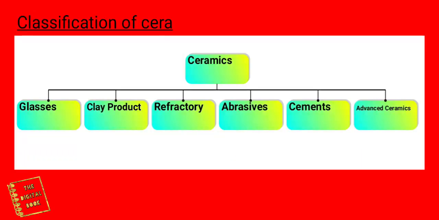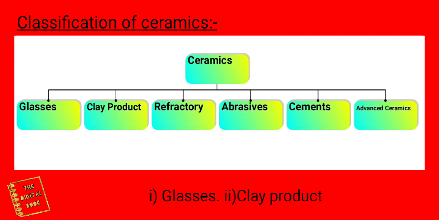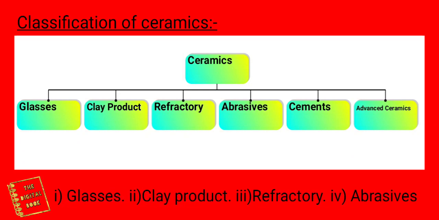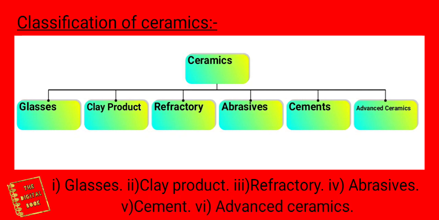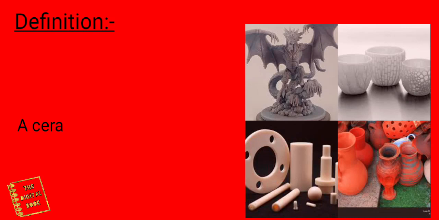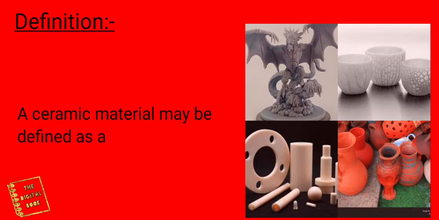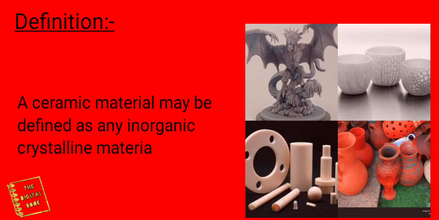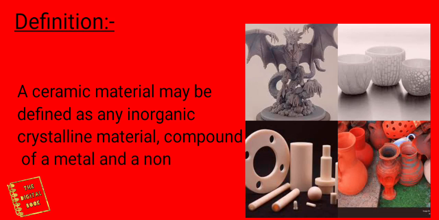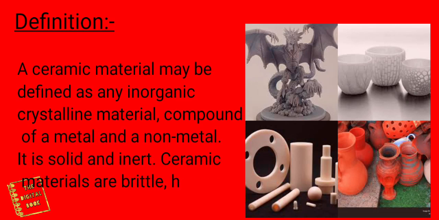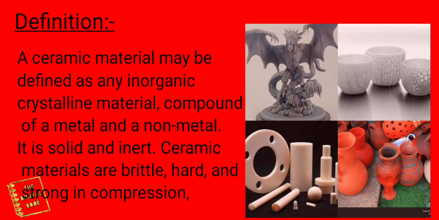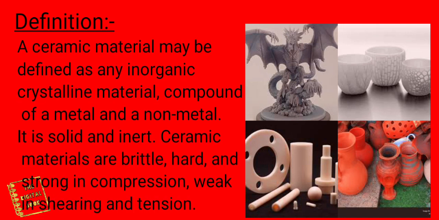Next coming classification of ceramics. Ceramics are further classified as glasses, clay product, refractory, abrasives, cement and advanced ceramics. First of all, let's see the definition. A ceramic material may be defined as any inorganic crystalline material, compounded of a metal and a non-metal. It is solid and inert. Ceramic materials are brittle, hard, and strong in compression, weak in shearing and tension.